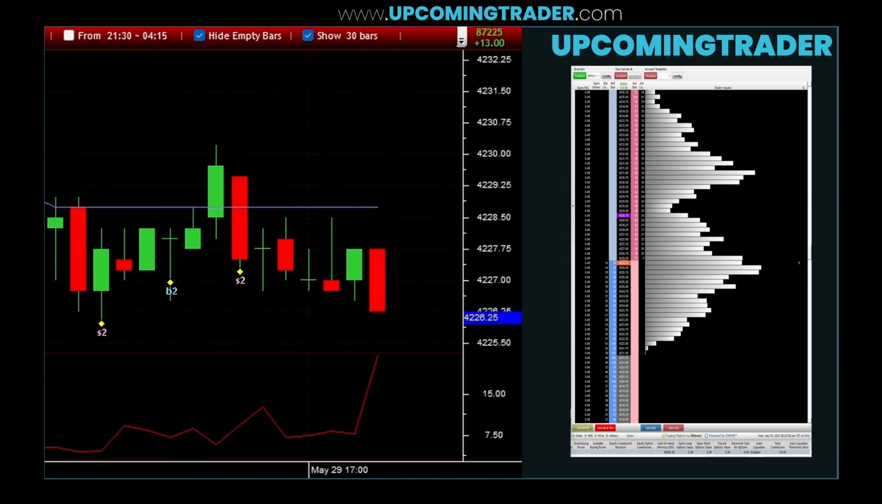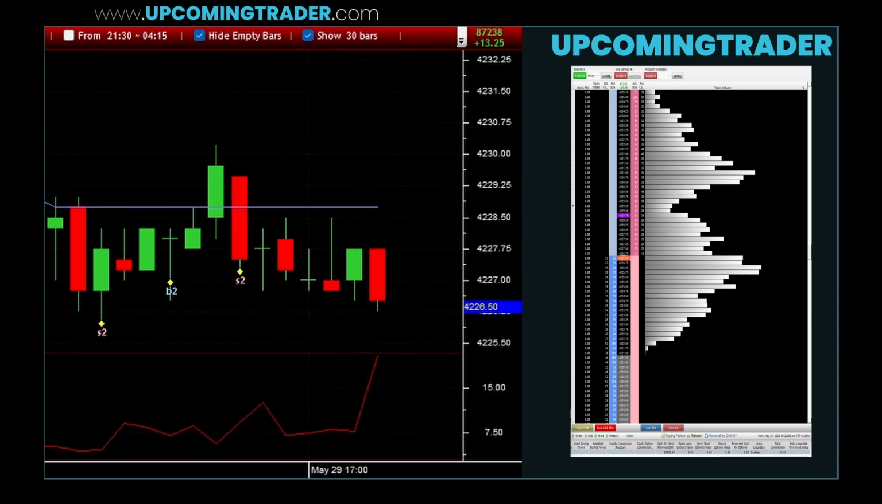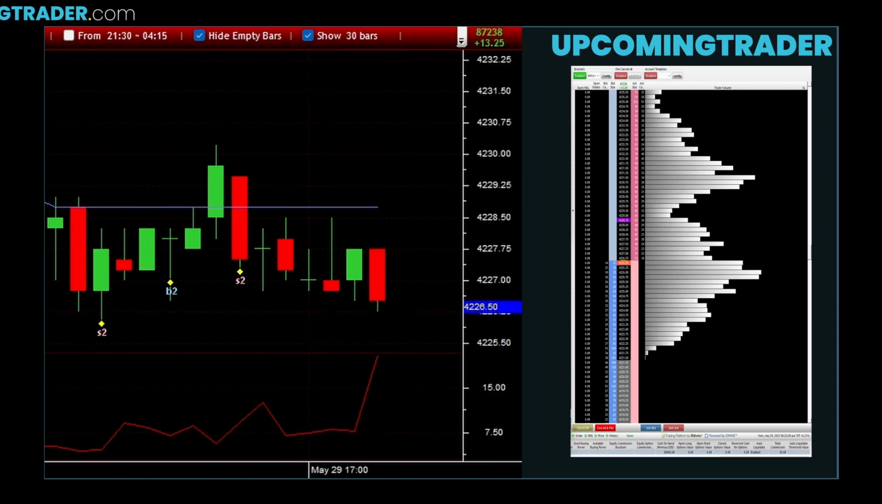Risk management is important. No matter what tool you are using, managing your risk is key. With TPO charts, you can use the boundaries of the value area or the point of control as natural places to set your stop loss. This helps protect your position if the market goes against you.